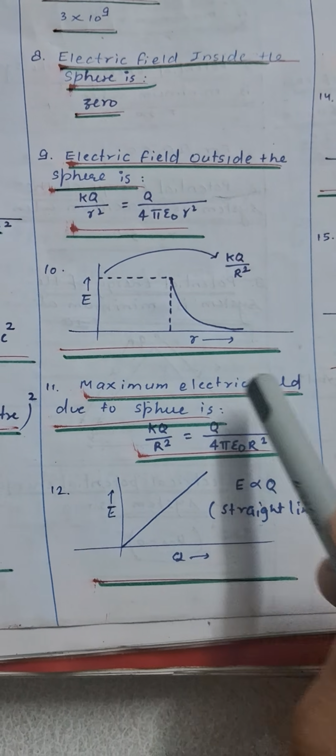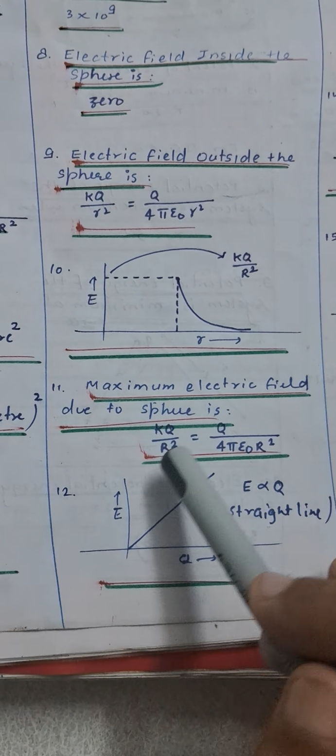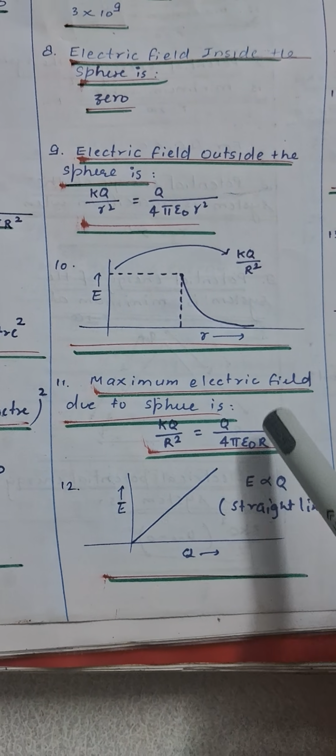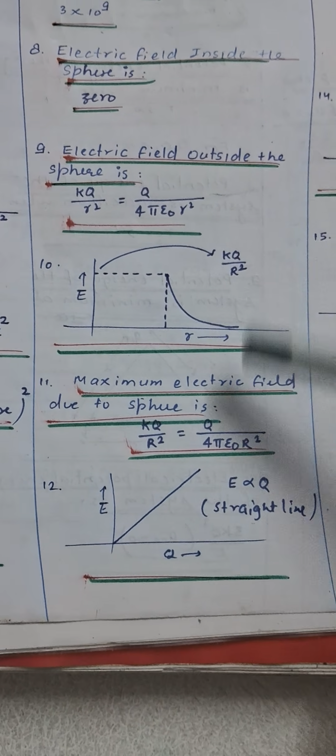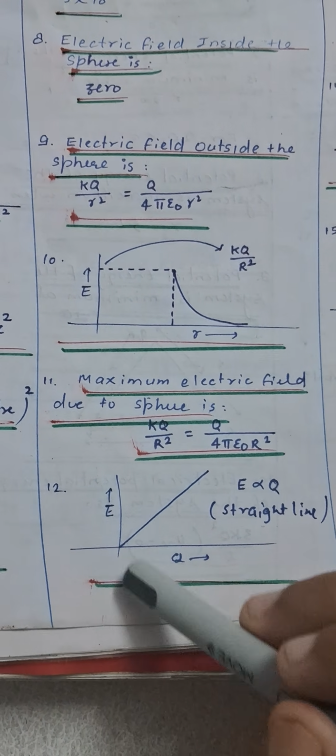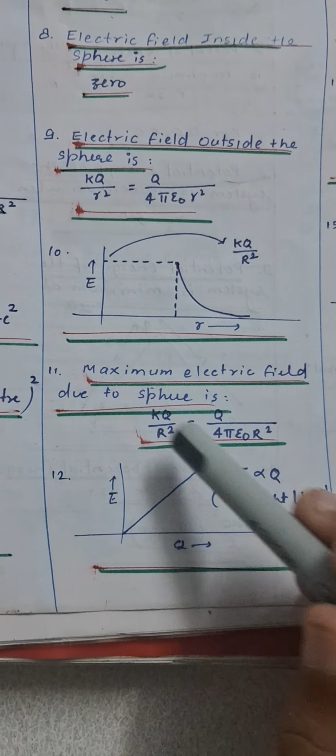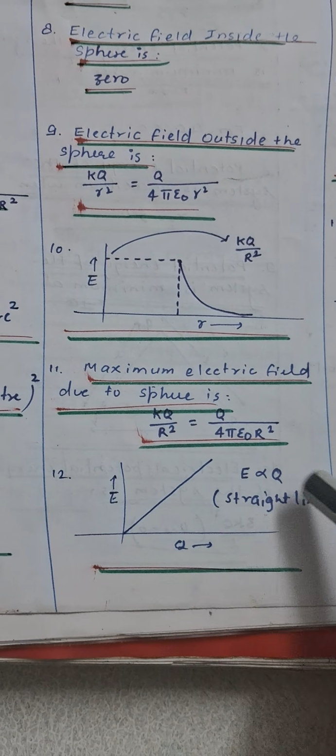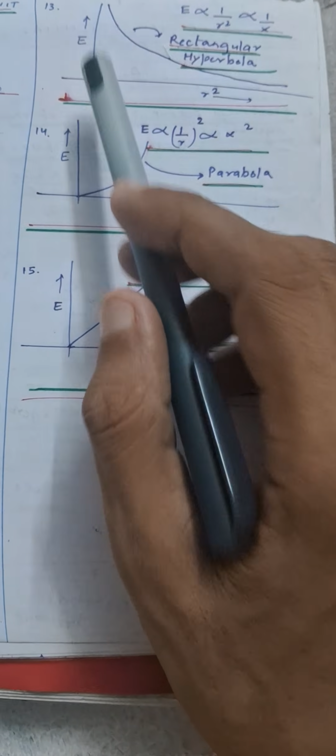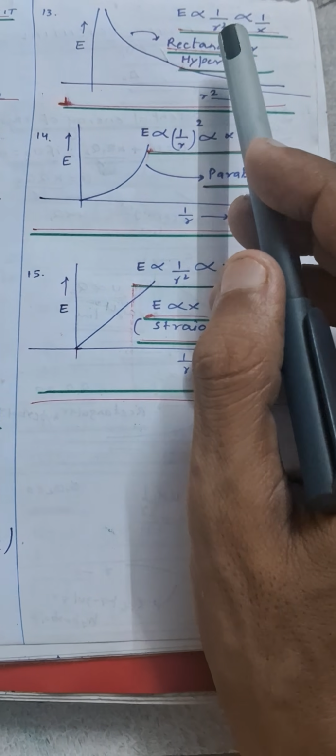Next question is maximum electric field due to the sphere. That is kq by r square or q by 4 pi epsilon naught r square. Then we have certain graph-based questions on it, just like graph between E and Q. E is proportional to Q, so the graph will be a straight line over here. And then we have graph between E and r square. So E is proportional to 1 by r square.